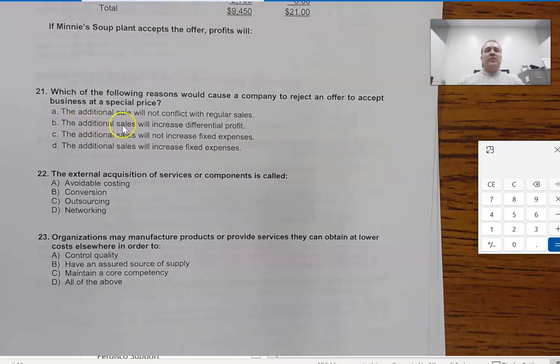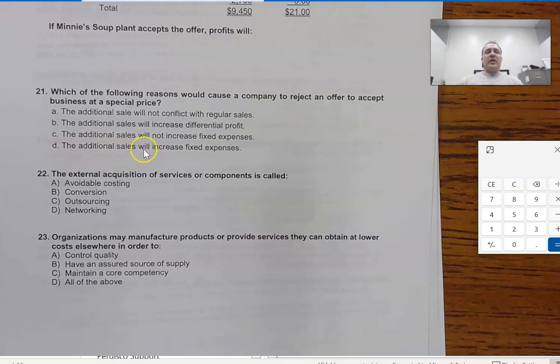B, the additional sales will increase differential profit. That's exactly what we're trying to have happen. We want more profit. We want to increase profit, period. Okay, so that's not the answer. C, the additional sales will not increase fixed expenses. This is usually the case, and therefore it is not a reason to reject an offer because nothing changed, right? Our fixed costs were the same. If we accept the order, we can actually allocate those fixed costs to more units rather than fewer units, and that's what we always want to do. So that must mean D is correct.